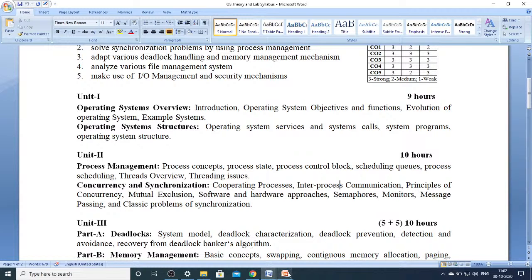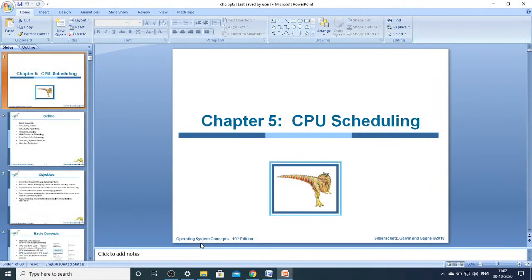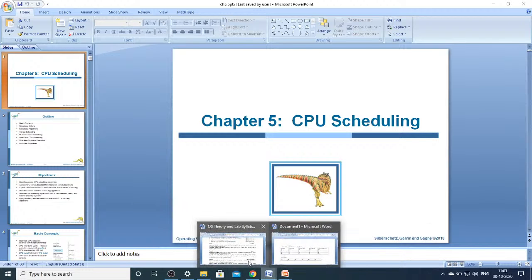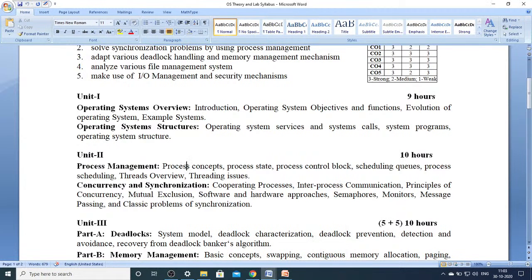Anyway, coming to the PPTs that I have shared with you, you need to refer to chapter 5, chapter 3, chapter 6 and chapter 7 PPTs. These 4 PPTs comprise the Unit 2 syllabus, that is process management, which includes the concepts of process and CPU scheduling algorithms. They are included in chapters 3 and 5, and concurrency and synchronization are included in chapters 6 and 7 PPTs. It is the same in the Galvin textbook also.